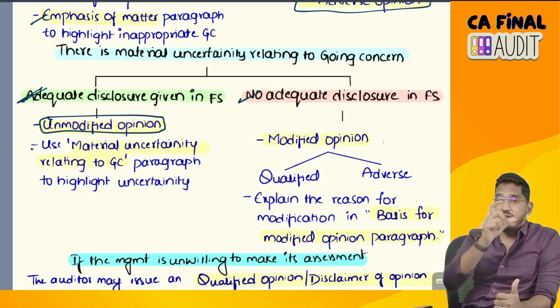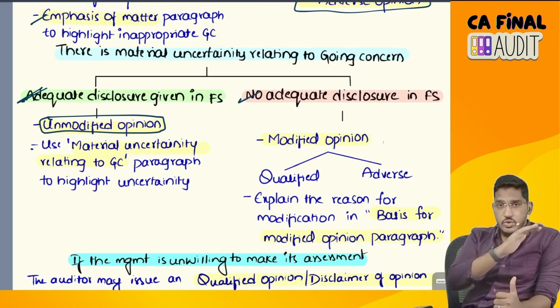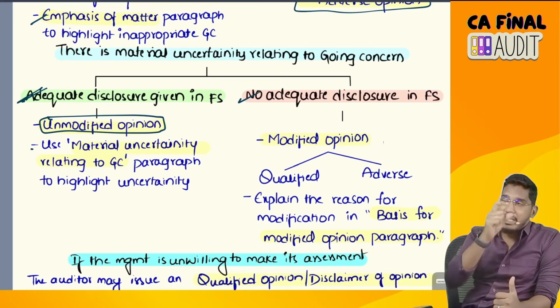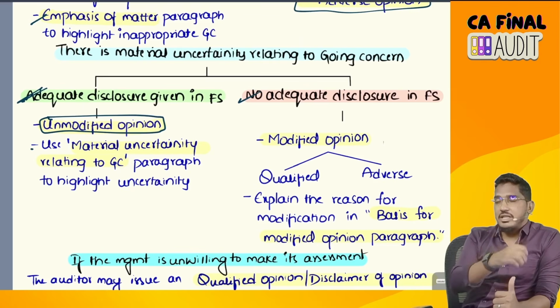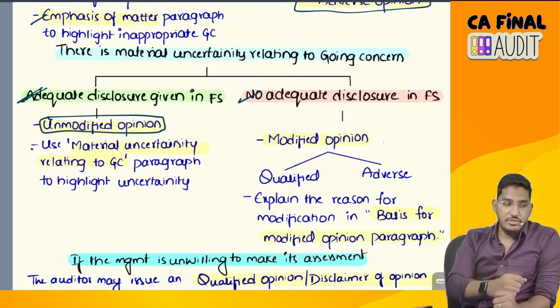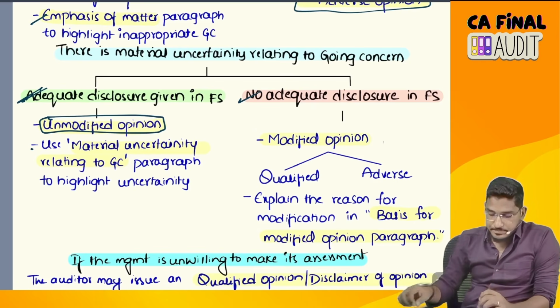In the case of material uncertainty, if you want to highlight it in the auditor's report, don't highlight it under the emphasis of matter paragraph. Instead, use a separate paragraph with the heading "Material Uncertainty Relating to Going Concern", and in that paragraph you can highlight whatever you wanted to highlight.